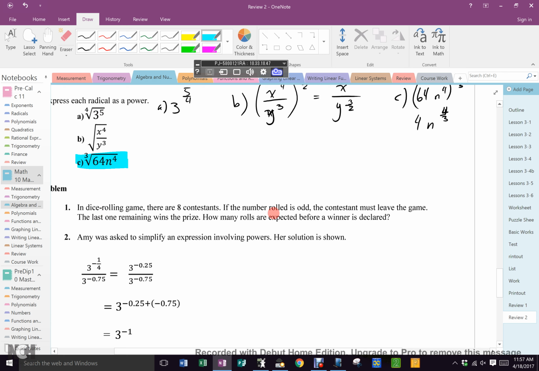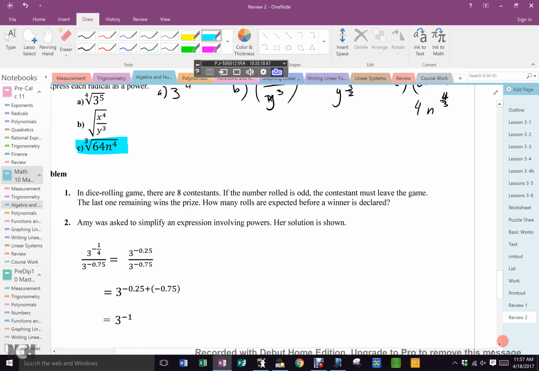In a dice rolling game, there's 8 contestants. If the number rolled is odd, the contestant must leave the game. Last one remaining wins a prize. How many rolls are needed? How many people are going to be eliminated on the first roll? 4. Because we expect half of them are going to roll odds, yes? So on roll 1, we're going to go down to 4. 4 guys are gone. How many are gone on roll 2? 2 more are gone, right? Another half leave. So on the third roll, there'll be 1 guy left. So you need 3 rolls.